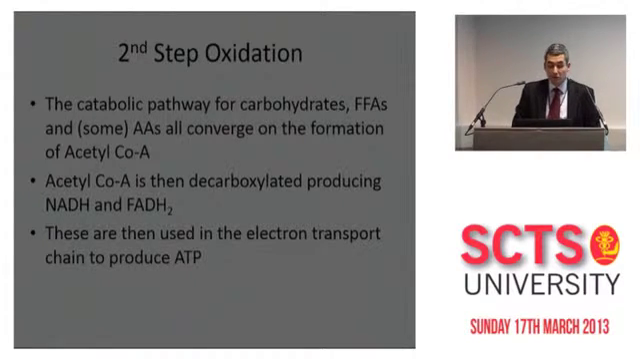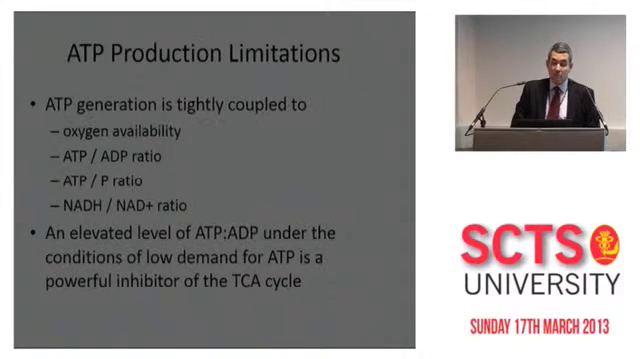So the second step is oxidation, and the catabolic pathways for carbohydrates, free fatty acids, and most of the amino acids all converge on the formation of acetyl-CoA. That's then decarboxylated, producing NADH and FADH2, and these are then used in the well-known electron transport chain to produce ATP. ATP production is tightly coupled to oxygen availability, to the ATP and ADP ratio, to the ATP and phosphate ratio, and also to NADH and NAD plus ratios. One of the most important drivers of this is the ATP-ADP ratio, and certainly in conditions of low demand, this is a really powerful inhibitor of the TCA cycle.